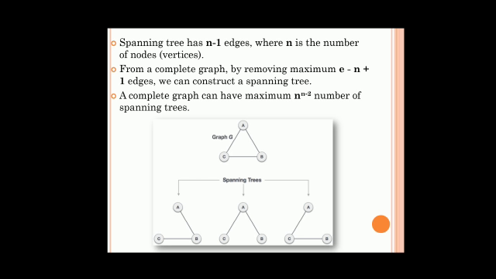A complete graph can have a maximum of n to the power n minus 2 spanning trees, where n is the number of vertices. Let's take an example of a graph having 3 vertices. So here n equal to 3. So 3 to the power 3 minus 2, that is equal to 3. So the graph with 3 vertices will have 3 spanning trees.